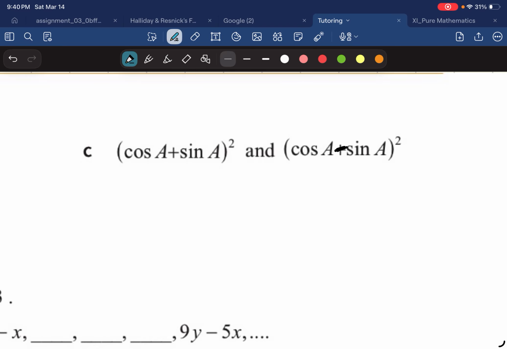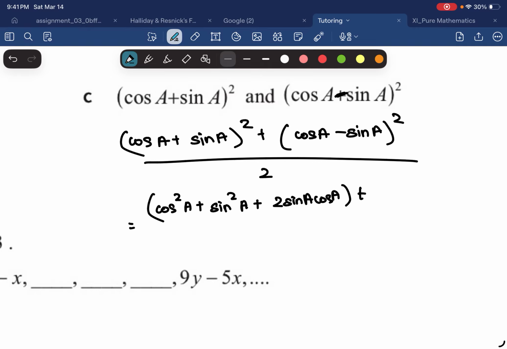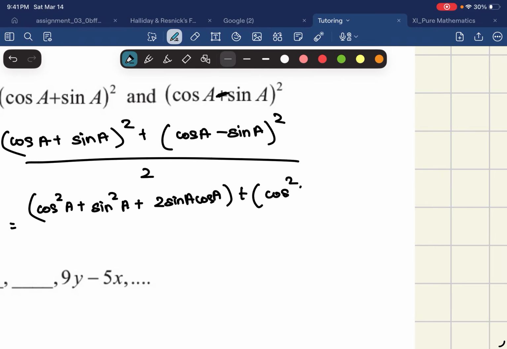So basically, it's just cos A plus sin A. You take the first term, you add the second term, and you divide by 2. So when you expand the first bracket out, that is cos squared A plus sin squared A plus 2 sin A cos A, right? When you expand the second term out, you get cos squared A minus 2 sin A cos A plus sin squared A, divided by 2.